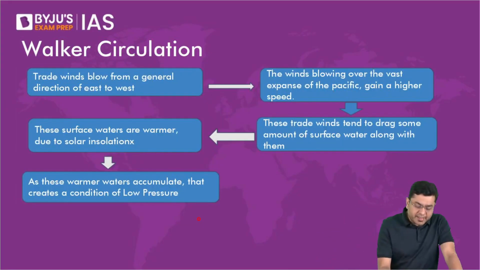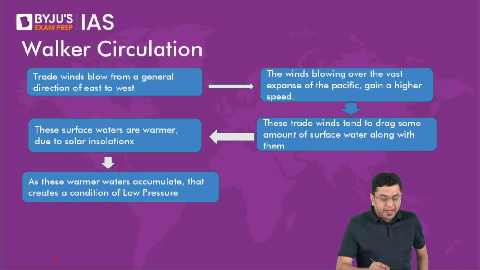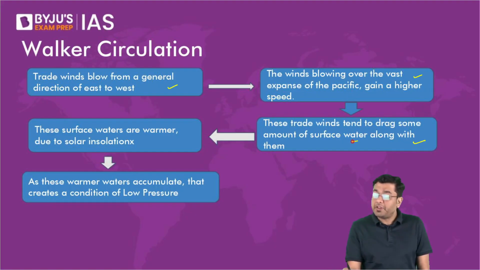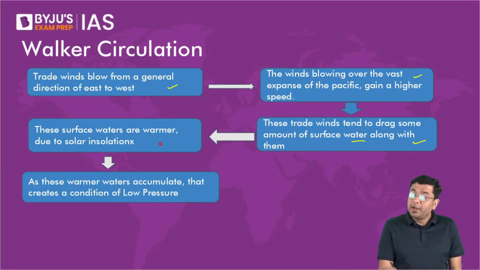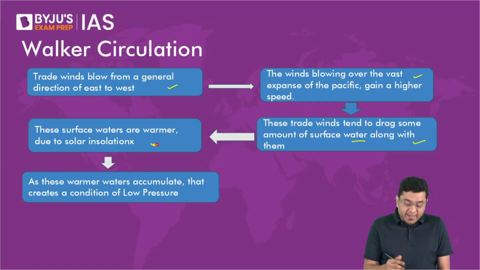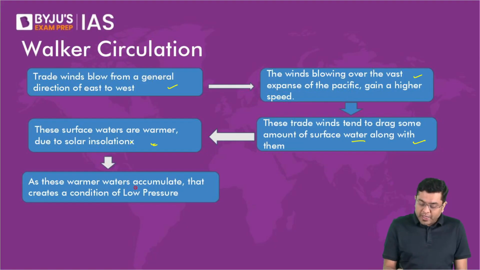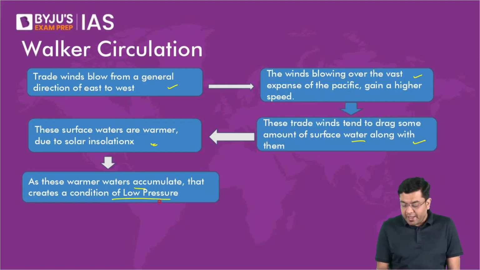So first of all, understand the chronology. Trade winds blow from a general direction of east to west. The winds blowing over the vast expanse of the Pacific gain a higher speed. When they gain a higher speed, these trade winds tend to drag some amount of surface water along with them. Those surface waters are warmer due to solar insolation, isn't it? So that surface water is carried. Now, these warm waters accumulate. That creates a condition of low pressure where? In the region of Western Pacific.